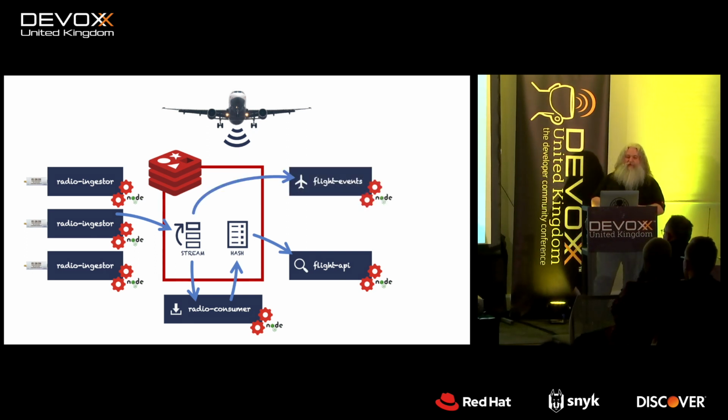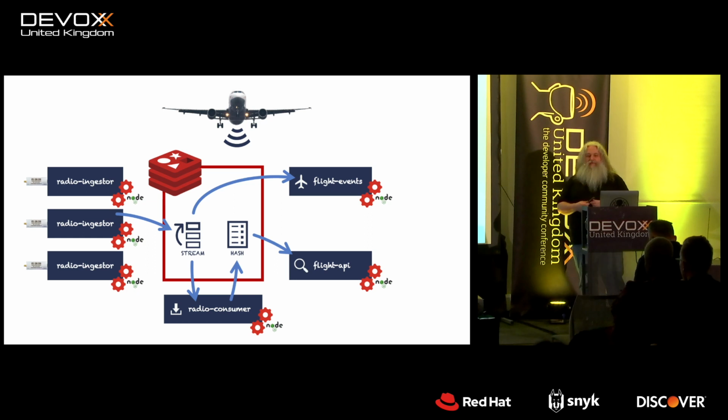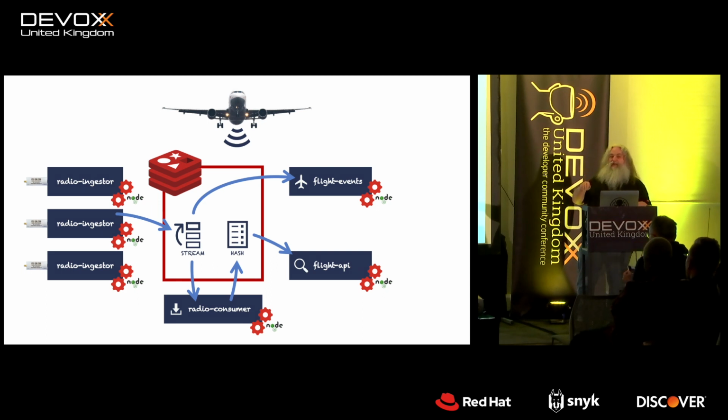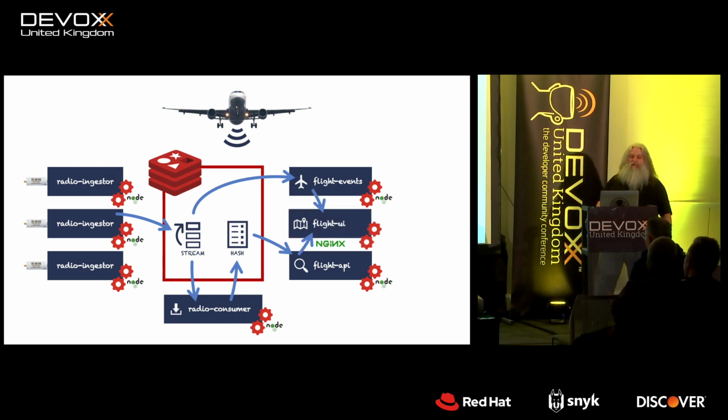I also consume that stream and create what I call flight events. This is just a simple little web app that publishes a WebSocket that says this aircraft ID, this location, all that data, so that I can build a map. Together, I use a little UI that actually has the map on it. I'm using Leaflet and Mapbox to do that, and just plain old JavaScript.